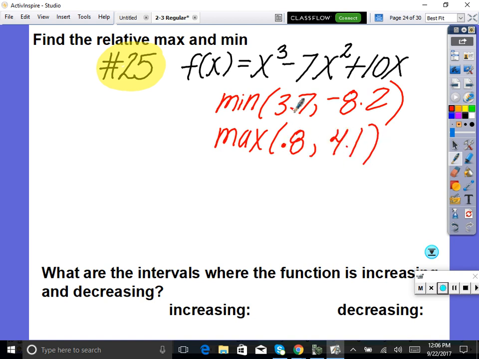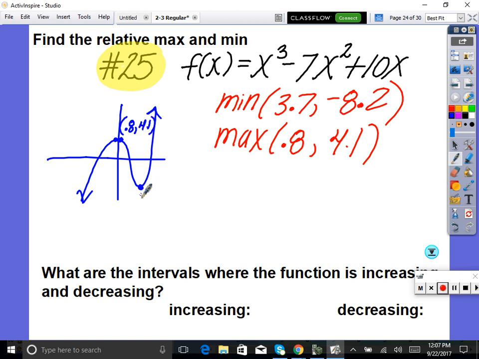Okay, let's do increasing and decreasing intervals. That will be on the test. So now, once again, I'm going to have my rough picture here. I didn't draw that very good. So our max was at 0.8, 4.1, because it's easier with the picture to know increasing and decreasing intervals. And then our min was at 3.7, comma, negative 8.2. Okay, so we're increasing. Once again, it's x values where you're increasing here and here.